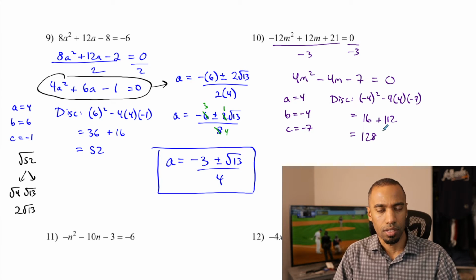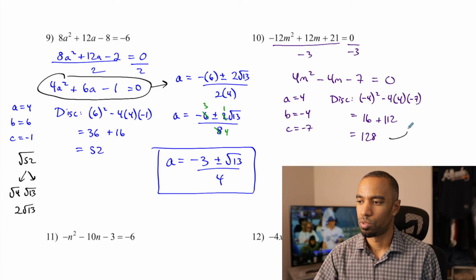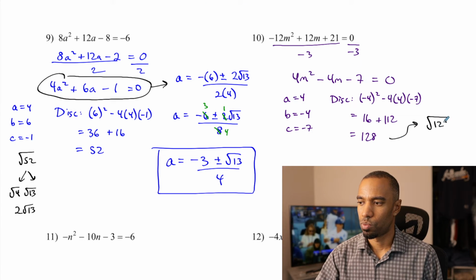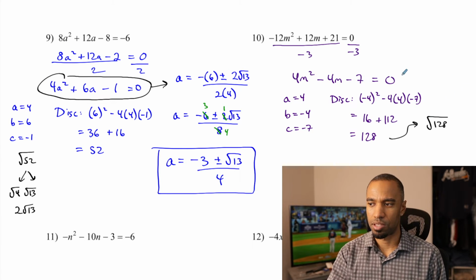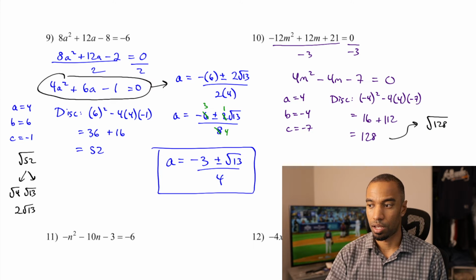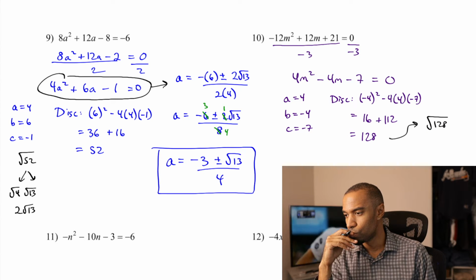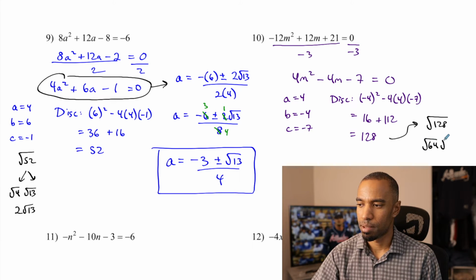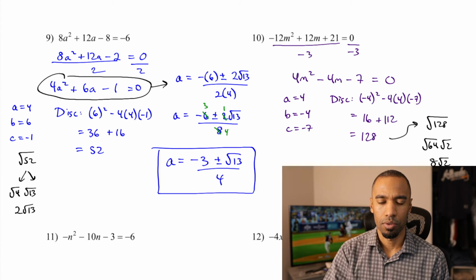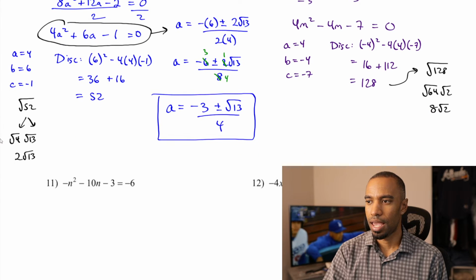Now, 128 is reducible. You can simplify that radical. So that's going to be root 128 there. I know you can divide it by 4. I think you can divide it by 16, well, actually, you can divide by 64. So that's root 64 times root 2, which is 8 root 2. So when we work on this, we're going to be dealing with a plus or minus 8 root 2 there.